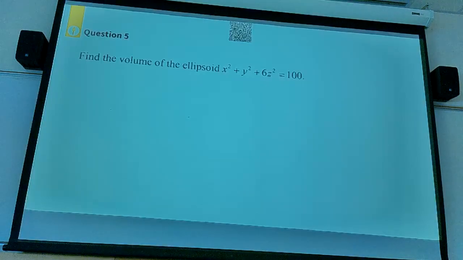Without using geometry, we're going to find the volume of this ellipsoid. It's going to be a triple integral. Remember, volume, integrate over the solid, dV.